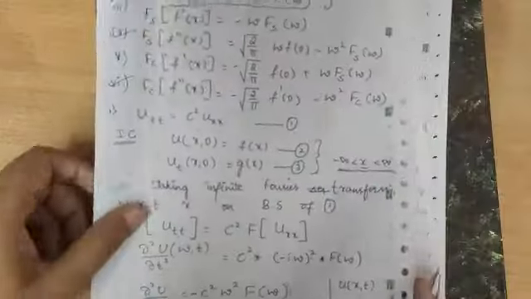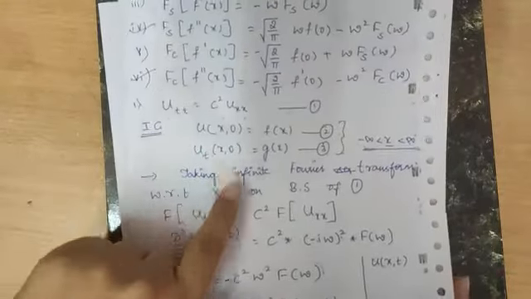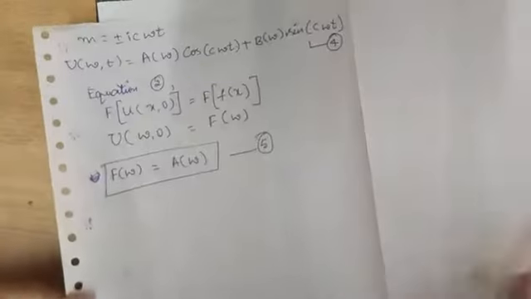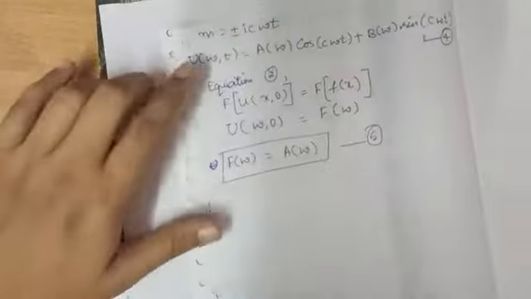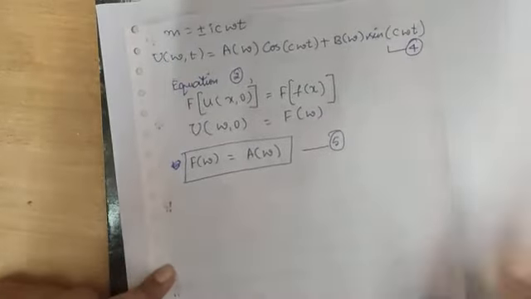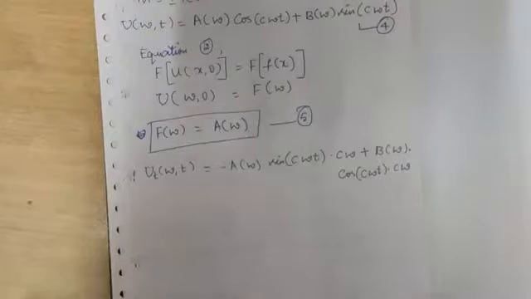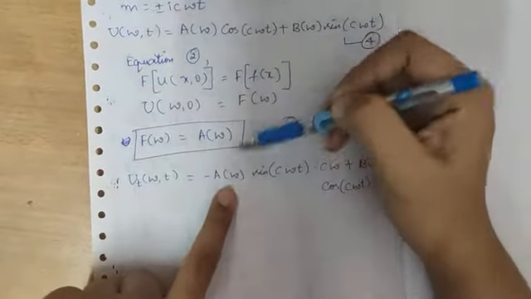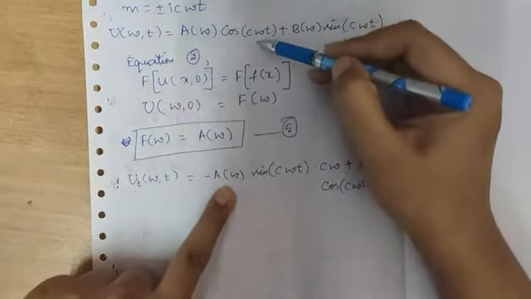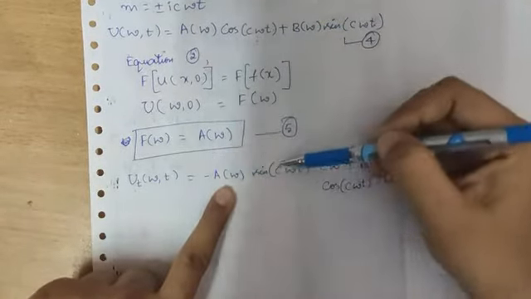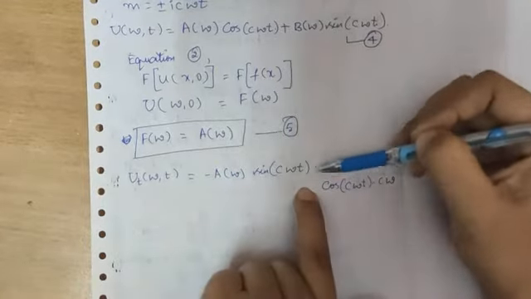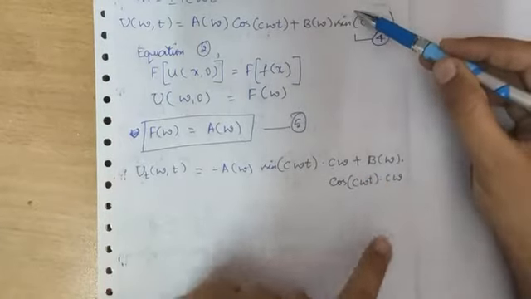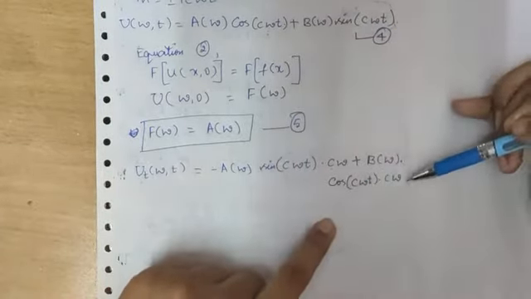So now I have to consider equation 3. Since equation 3 is a differentiation of u with respect to t, first differentiate your equation number 4 with respect to t. So if you differentiate, what will you get? You will get u t of omega comma t is equal to a of omega as it is. If you differentiate cos c omega t with respect to t, you will get minus sin c omega t into c omega, plus b omega as it is. If you differentiate sin c omega t, you will get cos c omega t into c omega.